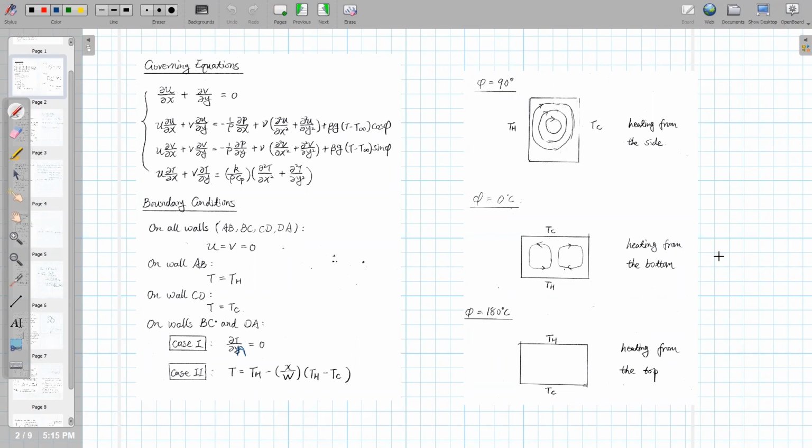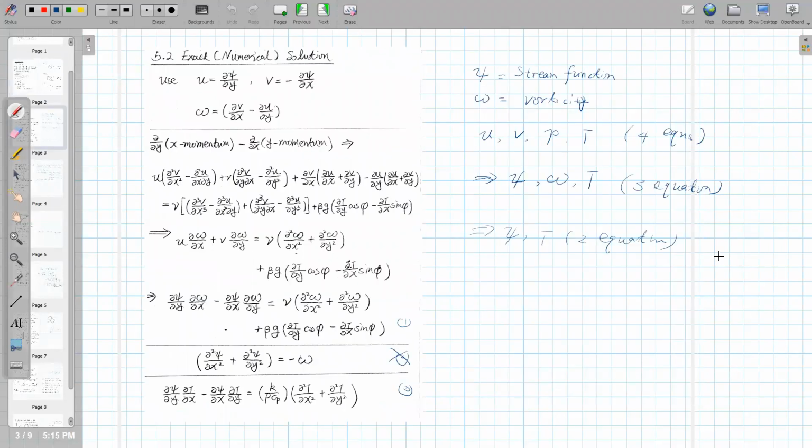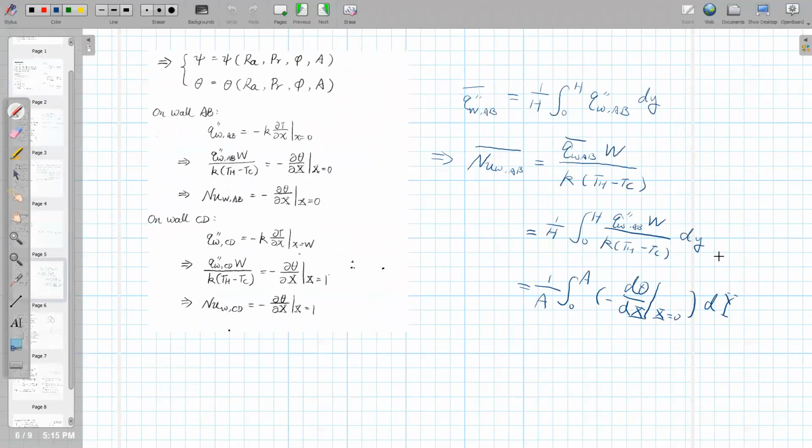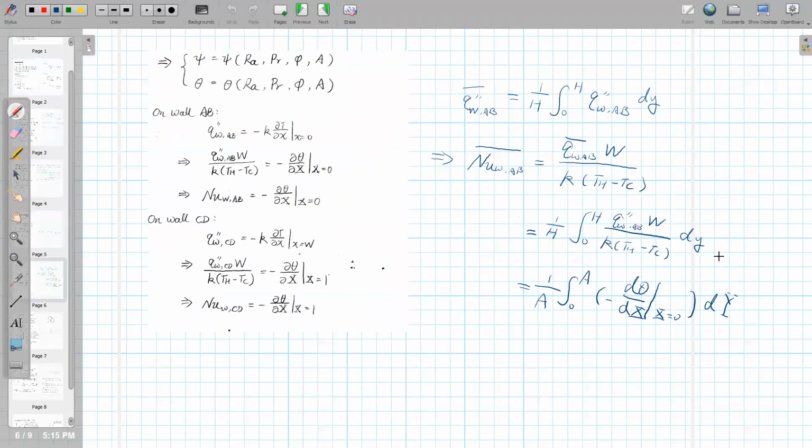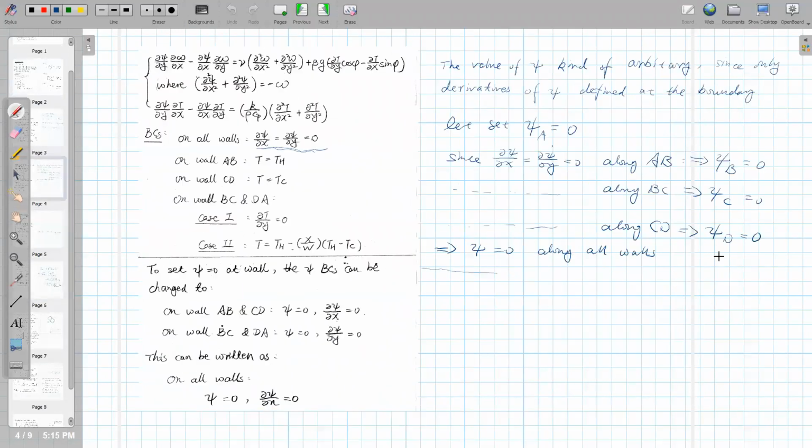And the second thing you need to know is that because this class is focused on heat transfer, if you're looking at the Nusselt number correlations, like we can just use this, where is it?